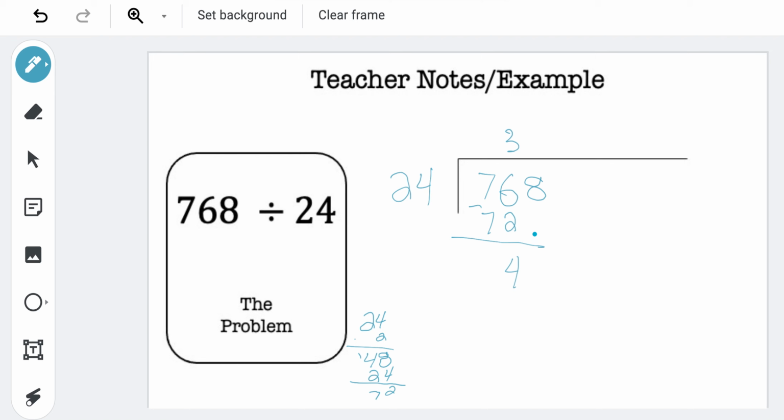Okay. Now I'm going to bring down the 8. And now I need to say, can 24 go into 48? And it does. It goes in exactly 2 times. And 2 times 24 is 48. And when you subtract 48 from 48, you get 0. And our final answer is just 32.